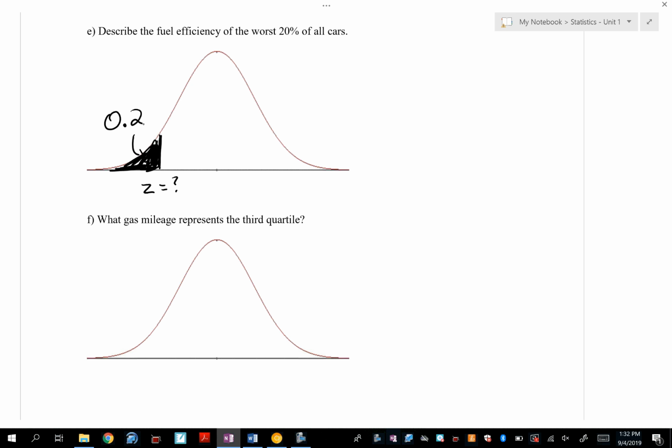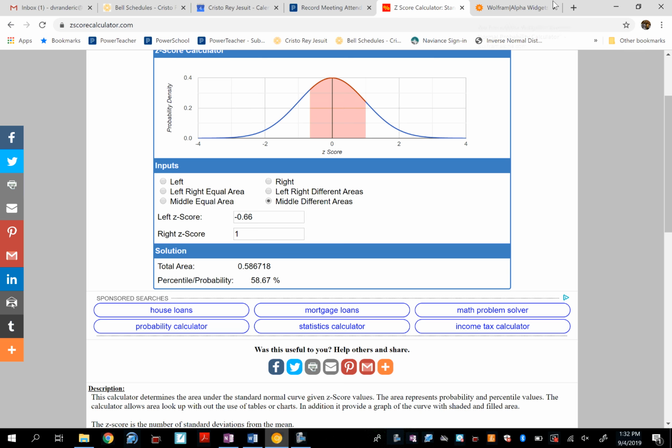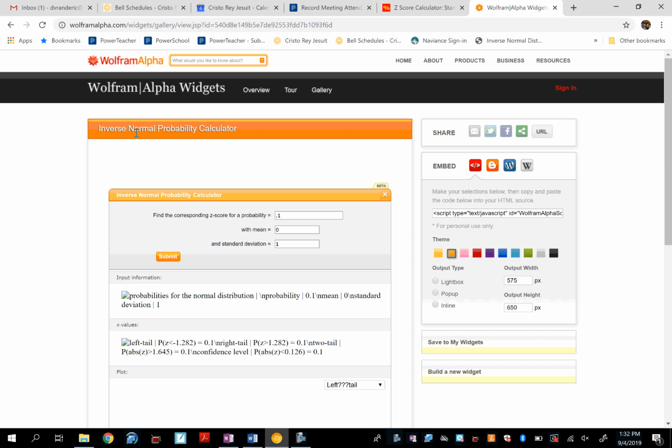Now, you should be realizing that we already were given the area. What have we been calculating in the problems before this? We've been calculating the percentage in the area, the shaded area. All right, now we're going backwards. So if you noticed in that link, it talks about doing inverse normal probability. So this is going backwards.